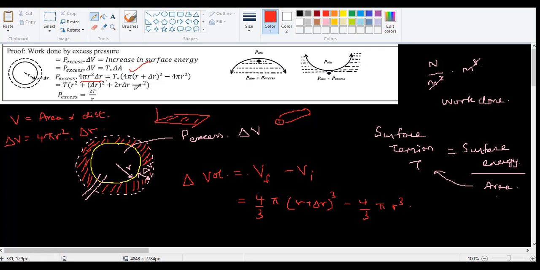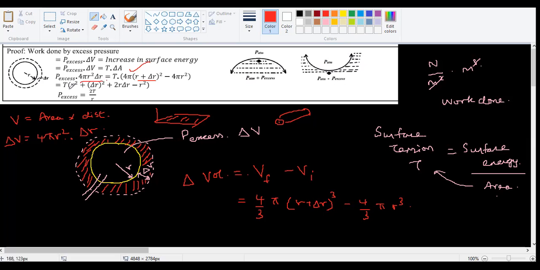Here, change in area. What is change in area? 4 pi (r plus delta r). Why r plus delta r? This is the new sphere. This is the old sphere. Initial is the yellow one, the pink or the white one is the new, final one. So that means r plus delta r is the new radius. So 4 pi (r plus delta r) the whole square minus 4 pi r squared.